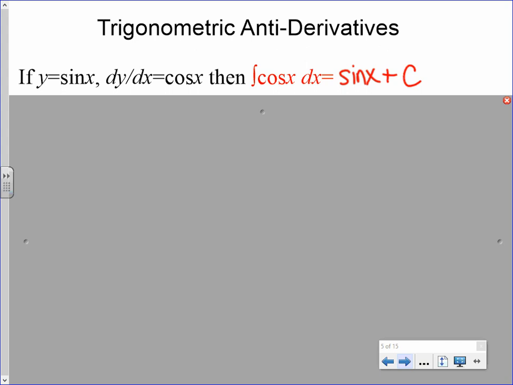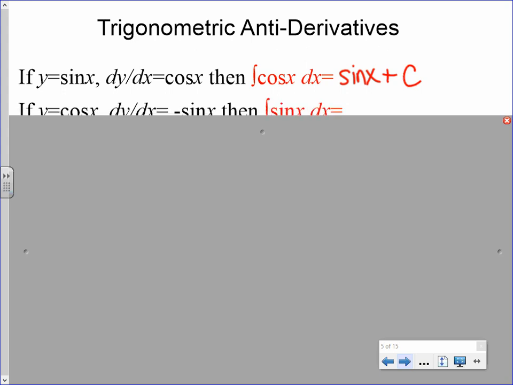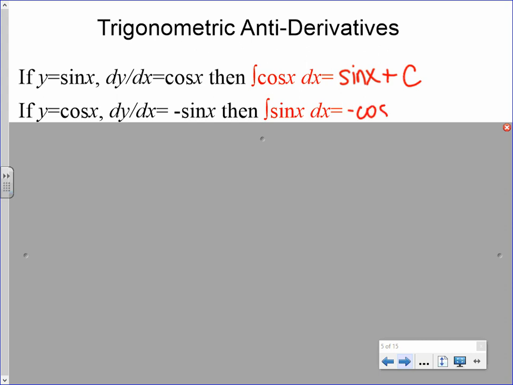Okay. Then we know that the derivative of cosine is negative sine. So if we're trying to take the antiderivative of sine, what would we get? Negative cosine. You got to keep those negatives straight. Okay, they're backwards now.